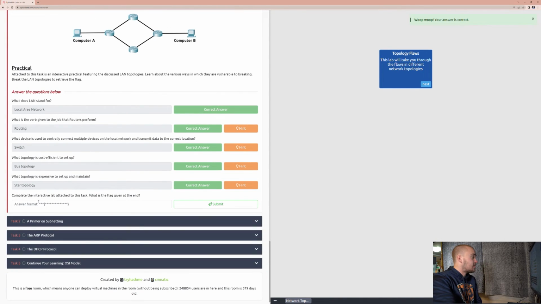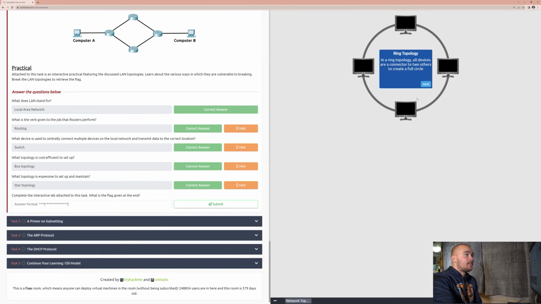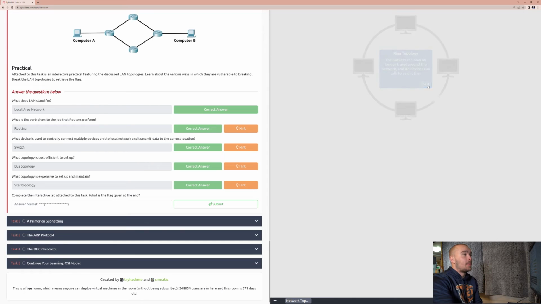So now we're supposed to complete the interactive lab that's attached to the task. So right over here, we've got this little site. In the ring topology, all devices are connected to others to create a full circle. Packets of data travel from one device to the next until they have reached their destination. One of the major flaws with the ring topology is that if a device goes down or a cable is broken, then data will no longer be passed. If you hover over the middle of the network cable, you can cut it and see what happens to the packet. So here we've got scissors, we just cut something, and now they can no longer travel on there because the chain has been broken. No other devices can talk to each other.